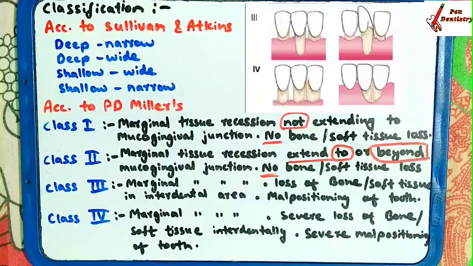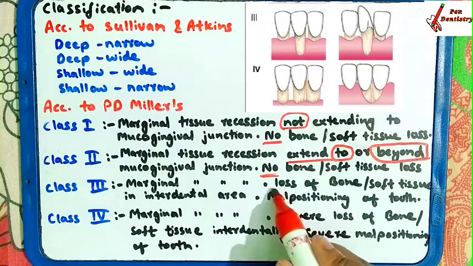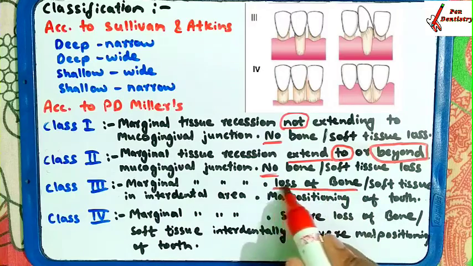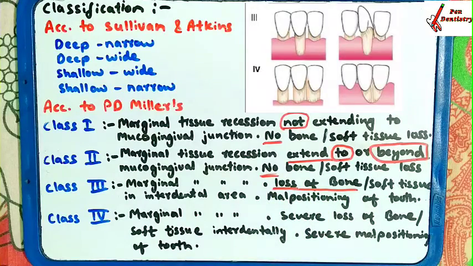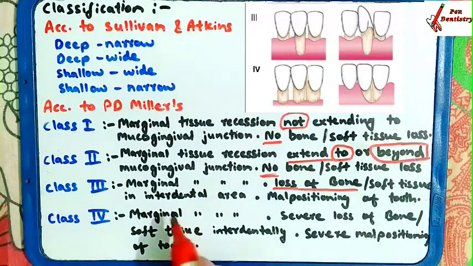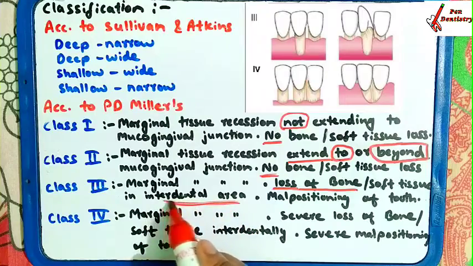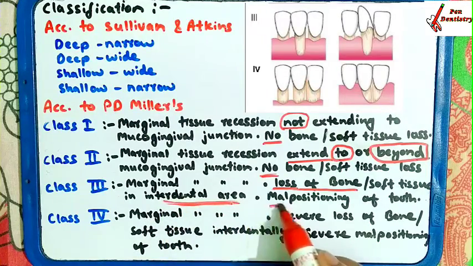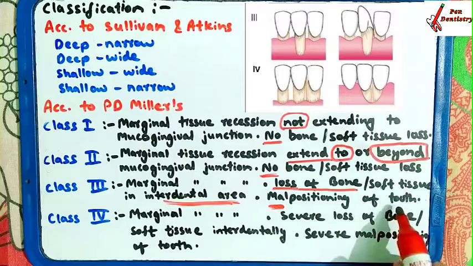In the third one, there is a marginal gingival tissue recession extending to or beyond the mucogingival junction. There will be a loss of bone. When we are reaching the third class, there will be a loss of bone as well as soft tissue in the interdental area. Which region? In the interdental area. There will also be malpositioning of the tooth in the third class.